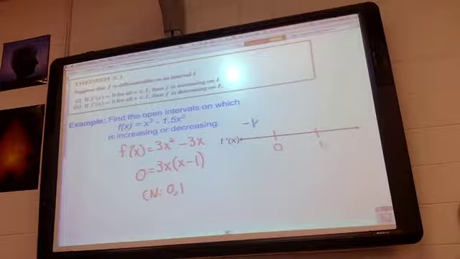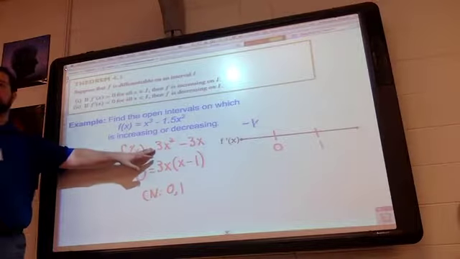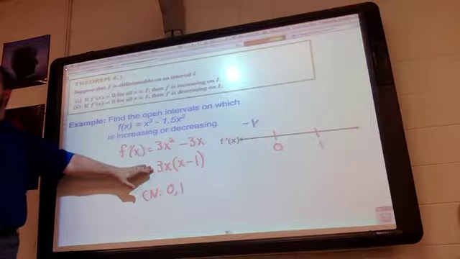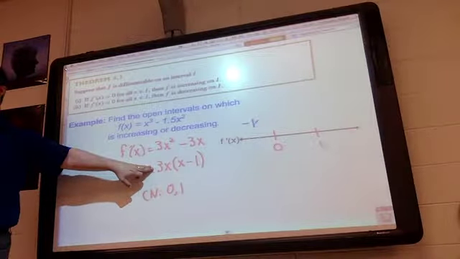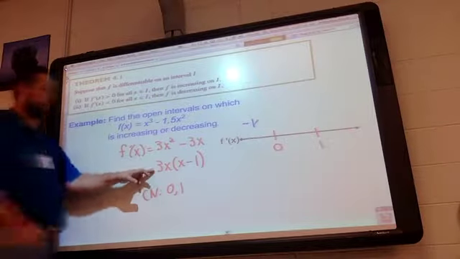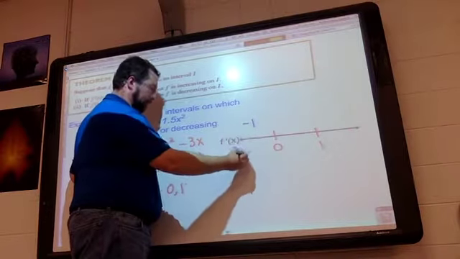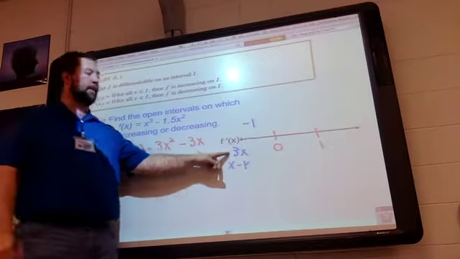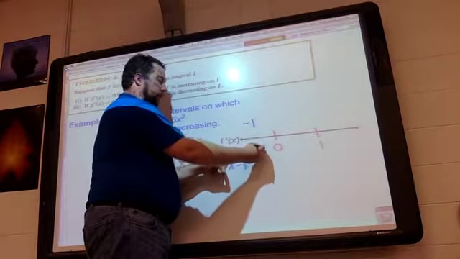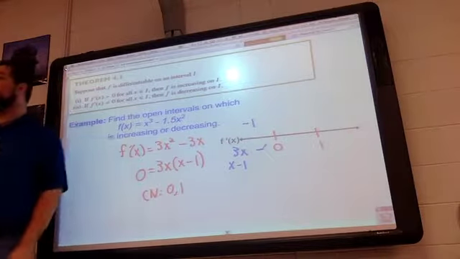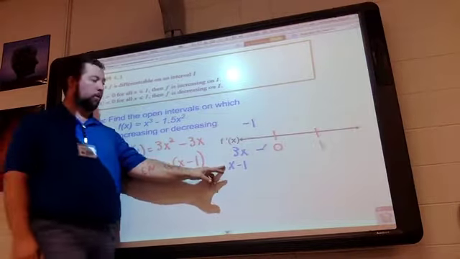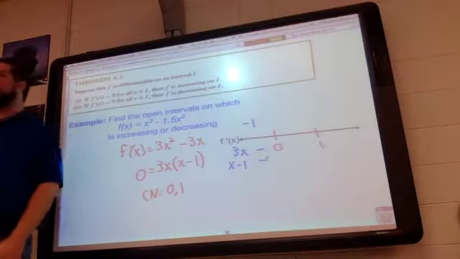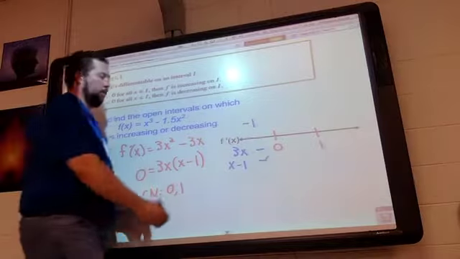If I plug a -1 into the derivative, you can plug it into the unfactored form or the factored form, it doesn't matter. Factored form is probably easier. So if I'm doing the factored form, go ahead and write those factors out here to the side. If I plug a negative into 3x, I get what? Negative 3. I get a negative, yes? If I plug a negative into x minus 1, I get a negative. And those are multiplying, so negative times negative is positive.